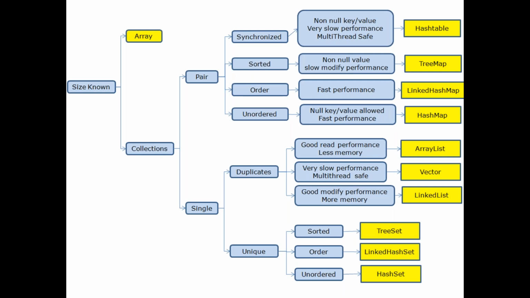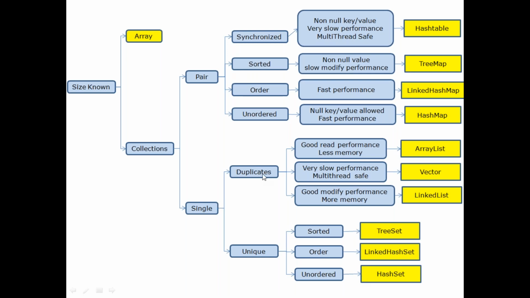Now what do you want to store? Single values or a key value pair? That's what you can decide. If you want to store single, do you want duplicates or unique? If you want unique, do you want the items to be sorted? Tree set. Do you want it ordered, the same order in which you insert? Linked hash set. Unordered, hash set.